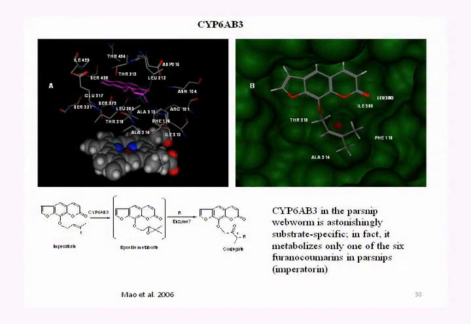So what about the parsnip webworm? Again, staggeringly different, entirely not what we expected, and not like any vertebrate P450. We found CYP6AB3, again, not a very euphonious name. That's the name of the enzyme in the gut of the parsnip webworm that breaks down the most abundant furanocoumarin in its host plants. It's a chemical called imperatorin.